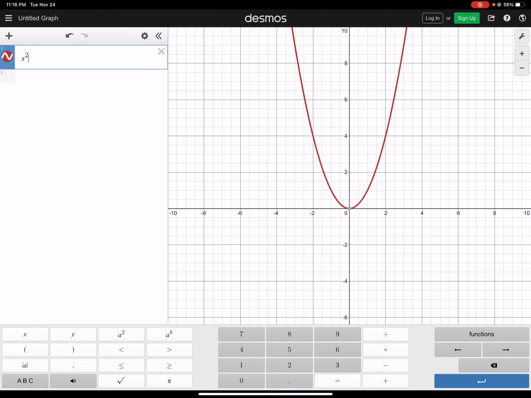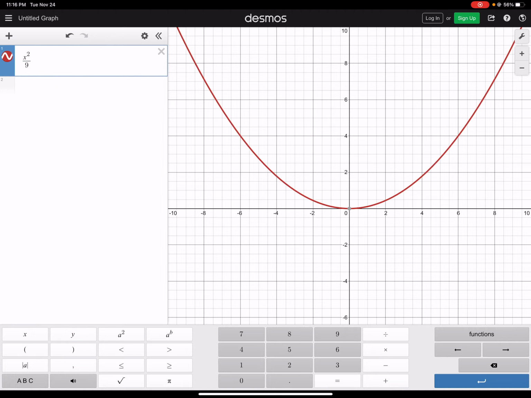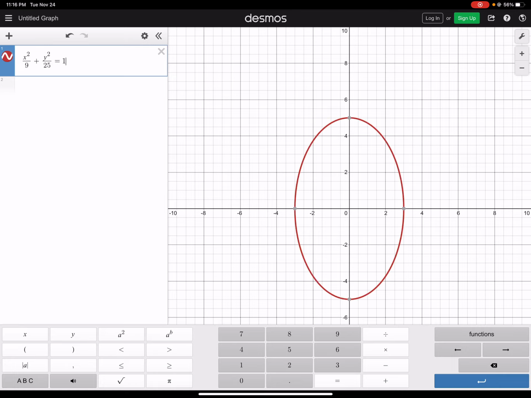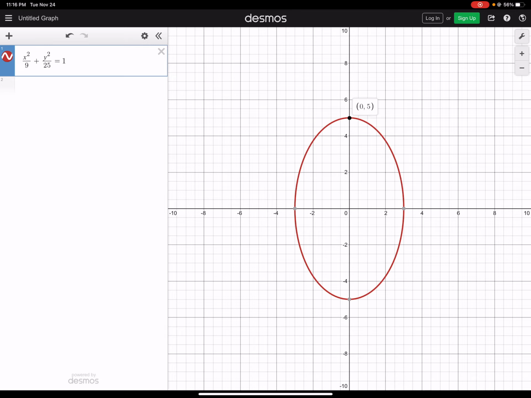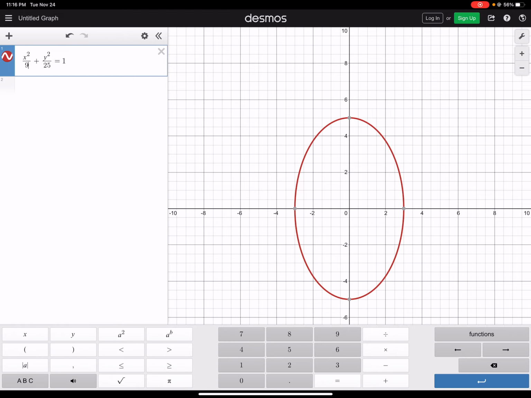So we're going to take x squared divided by 9, and then plus y squared divided by 25 equals 1. And when I click over here, you can see what's under the y is 25. The square root of that is 5. And we went up and down 5. When you look at the x, what's under the x is 9. The square root of that's 3. And so I should go left and right 3. And there that is, again, right there.